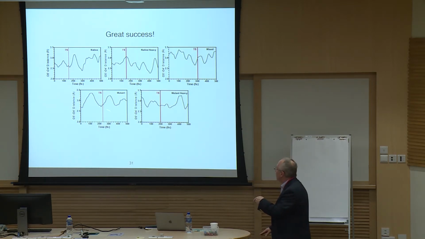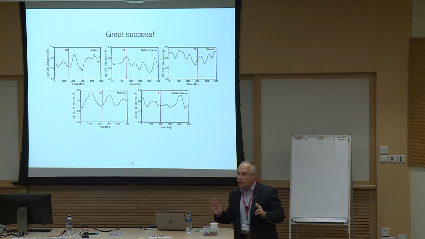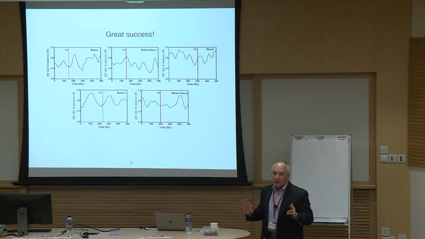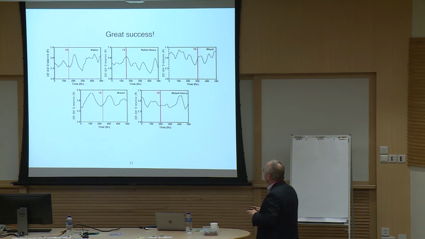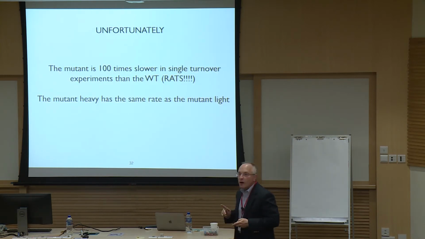And this was both in the light enzyme and the heavy enzyme, and in both cases you got minimization right exactly at the transition state. So I figured, oh, this is cool. I better go get my tuxedo. I'm going to Stockholm next year. Unfortunately, it turns out it was 100 times slower.